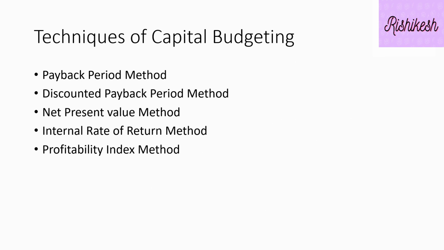Now, there are different techniques of capital budgeting, which we will be studying in a very elaborate way with the help of a lot of examples. You will have a very clear understanding after going through all these examples. The first technique is the payback period method. The second one is the discounted payback period method. The third one is the net present value method. The fourth one is the internal rate of return method. And the fifth one is the profitability index method. Every method has its own advantages and disadvantages. Plus, we will also see that many a time professionals use a combination of methods as well.